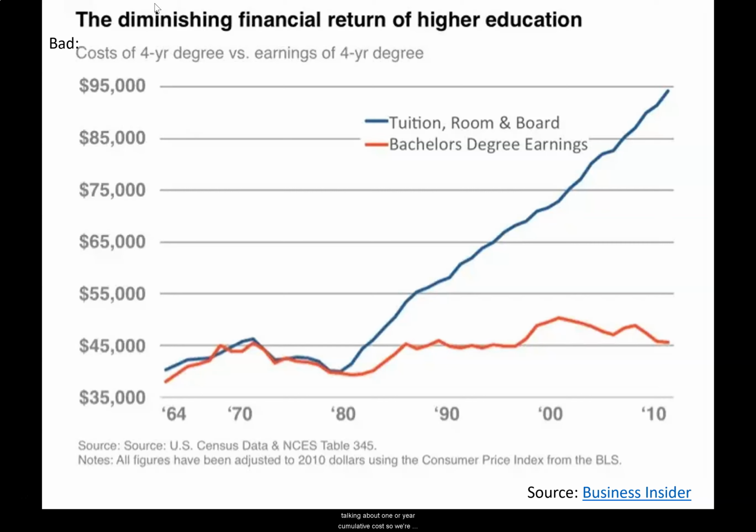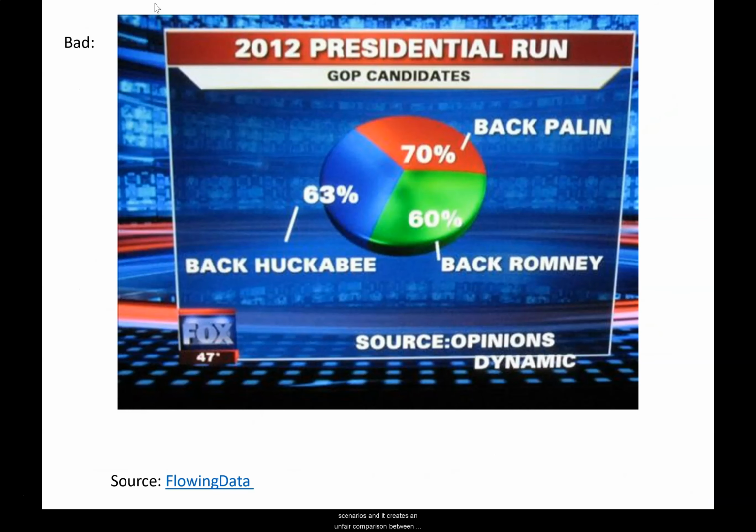So we're adding up the cost for 4 years, and we're comparing that 4-year cost to a single year's worth of salary. But we earn that salary until we decide to change our jobs. We're comparing two very different things, two very different scenarios, and it creates an unfair comparison between the two. Another one of my favorite misuses of statistical graphs.